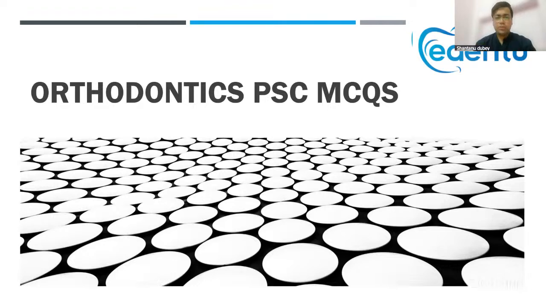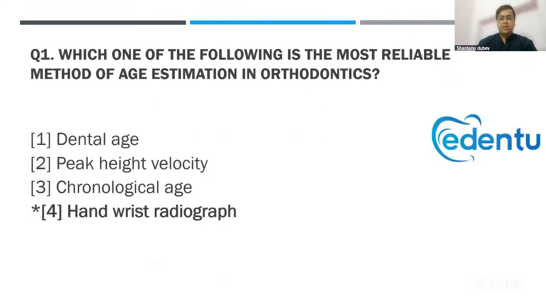Okay, so let's try to make this easy for you guys. The first question is again very, very objective, very, very easy also. Which one of the following is the most reliable method of age estimation in orthodontics? We all know that we do not rely on chronological age in orthodontics, because age estimation helps us decide whether we can go for an orthopedic appliance, a myofunctional appliance, whether we have to opt for nothing but a camouflage treatment, or whether we can go for a surgical option. So age estimation helps us decide these treatment plans.